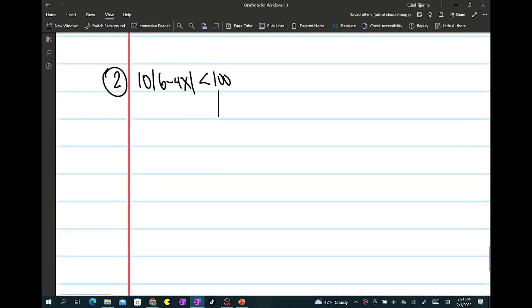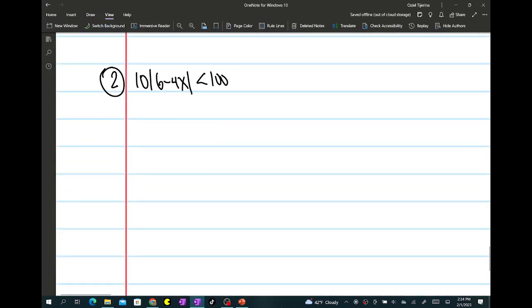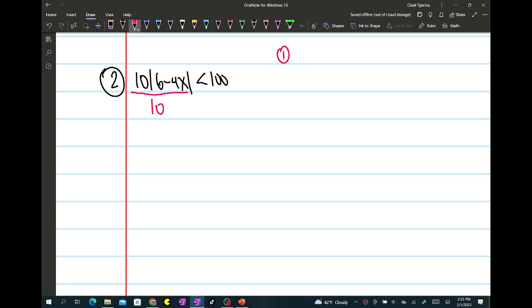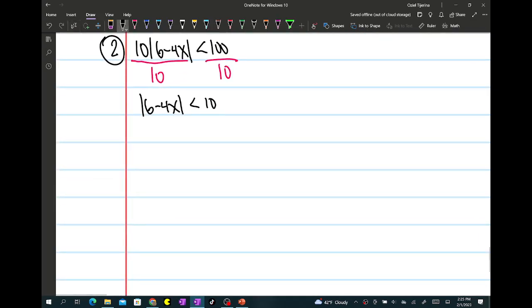Okay, so this is the second problem that we're working on. We have 10 times the absolute value of 6 minus 4x is less than 100. So the first thing that I'm going to do here is divide both sides by 10. And when I do that, I get the absolute value of 6 minus 4x is less than 10. Now I'm going to go ahead and separate.